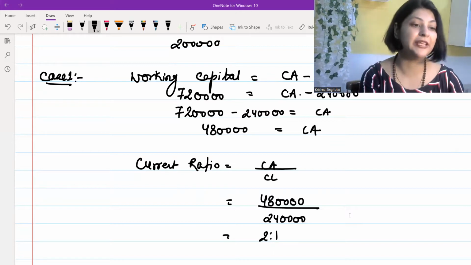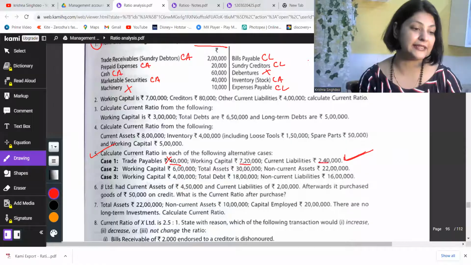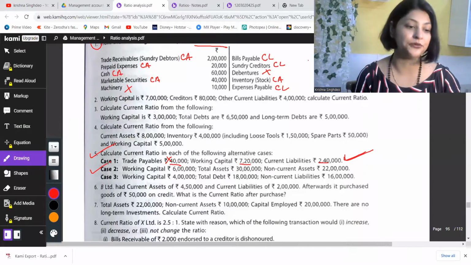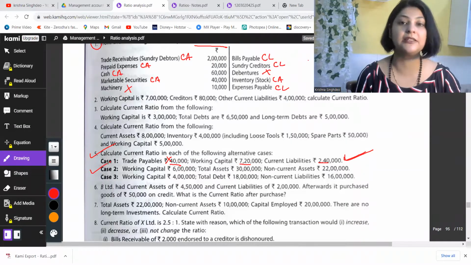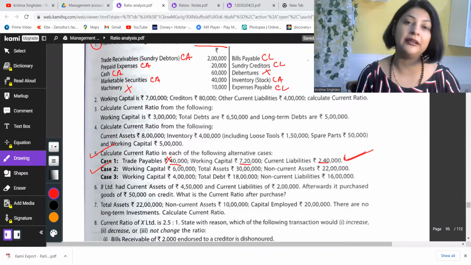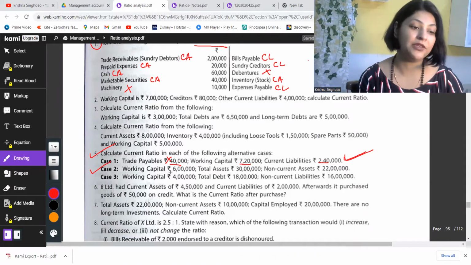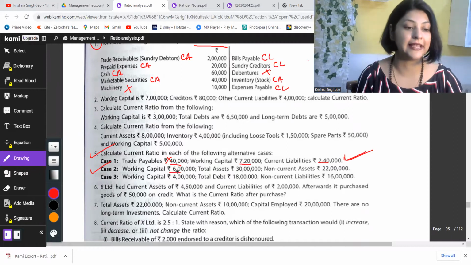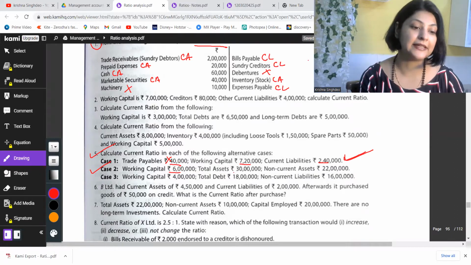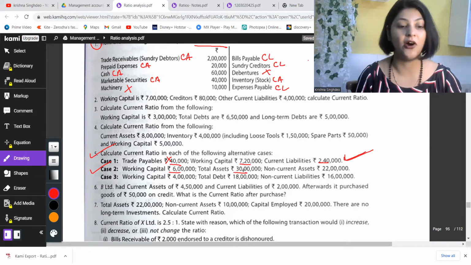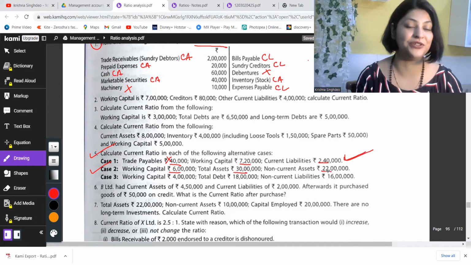Now let us move to the next case of the same question which we were doing. The next case is case number 2. And what is this case number 2 saying? Case number 2 is also giving us similar kind of information, but a little bit twisted. Here they have given you working capital as 6 lakh rupees, and total assets are given 30 lakh rupees, and non-current assets are given as 22 lakh rupees.